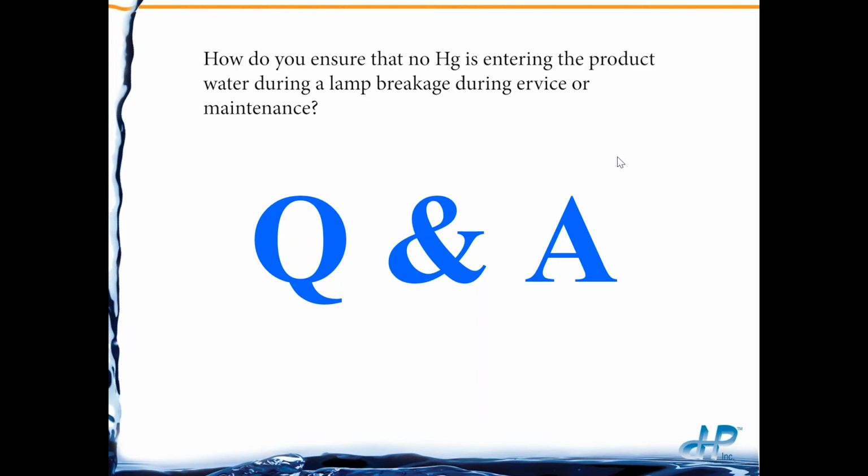Another question has come in: how do you ensure no mercury is entering the product water during a lamp breakage during service or maintenance? So again, we definitely do focus on just the UV system, but when it comes to the actual installation and the integration of other components, from time to time we do see people put in other peripheral equipment, whether it's strainers or filters or other control mechanisms to make sure that if there was a break that they could divert the flow.